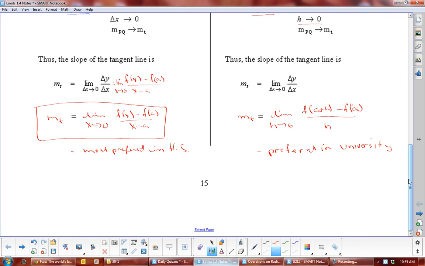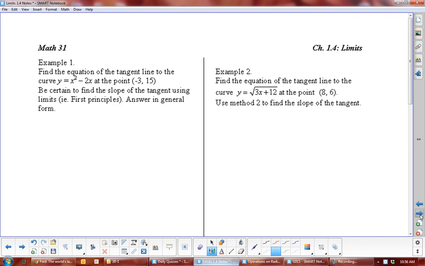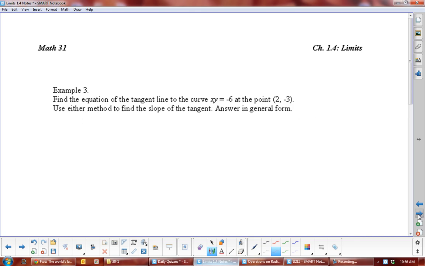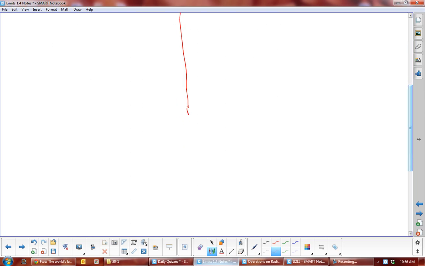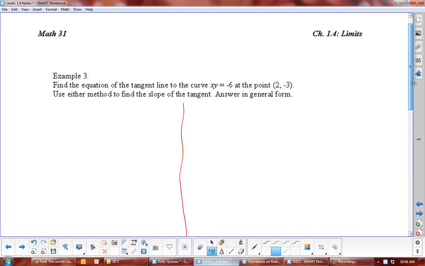Okay, so what we're going to do is just do 2 questions here, and the next page is actually the same question, so we're going to do the same question 2 different ways. Let's do this one, and we'll do it both ways. We'll draw a line right down the middle so you can compare the two. So we're going to use both methods to find the slope of the tangent. Answer in general form.